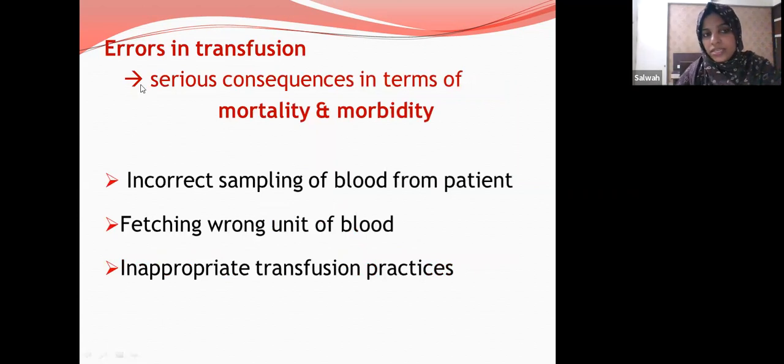So this unsafe or unnecessary transfusion may lead to errors in transfusion. And these errors in transfusion lead to serious consequences in terms of both mortality and morbidity. The most frequent causes of errors in transfusions include incorrect sampling of blood from the patient, fetching of the wrong unit of blood from the blood bank, and inappropriate transfusion practices both in the blood bank and also in the wards.